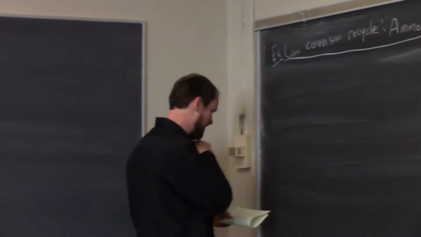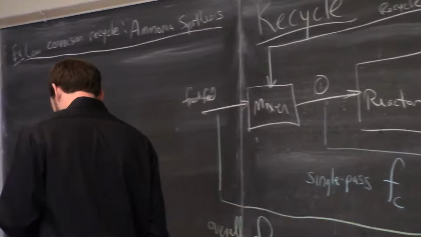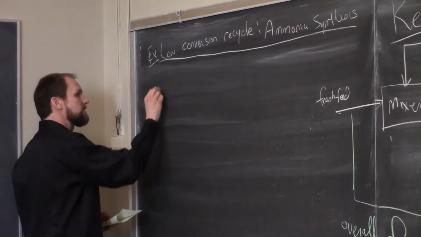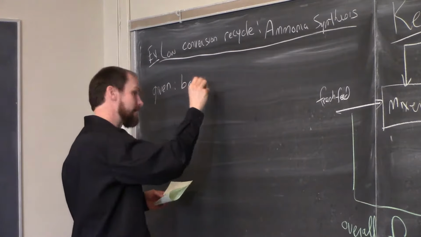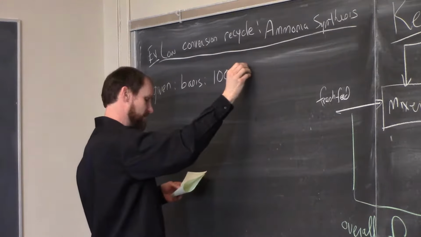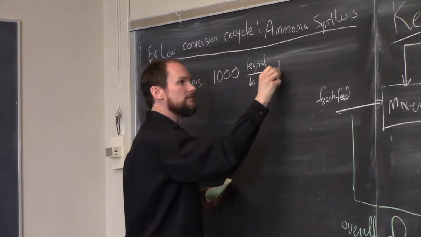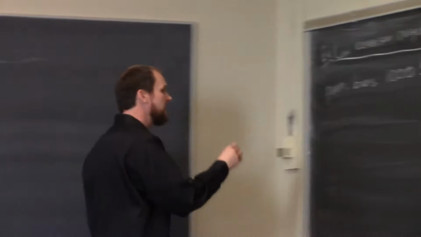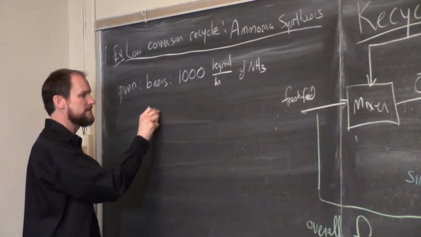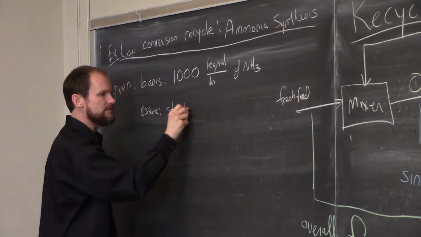So this will be our setup. We'll have a mixer and a reactor and a separator. And let's say we're given a basis of 1,000 kilogram moles per hour of NH3. I'll make 1,000 kilogram moles per hour of ammonia. And let's make a couple of assumptions. Let's say we have a stoichiometric feed ratio.